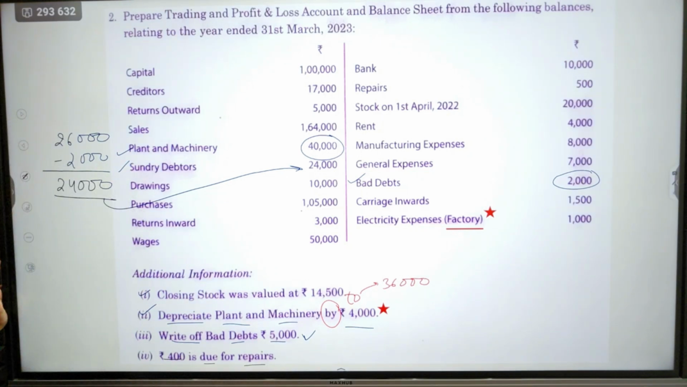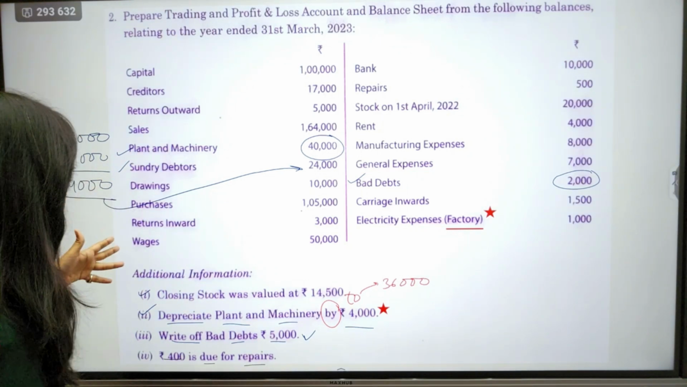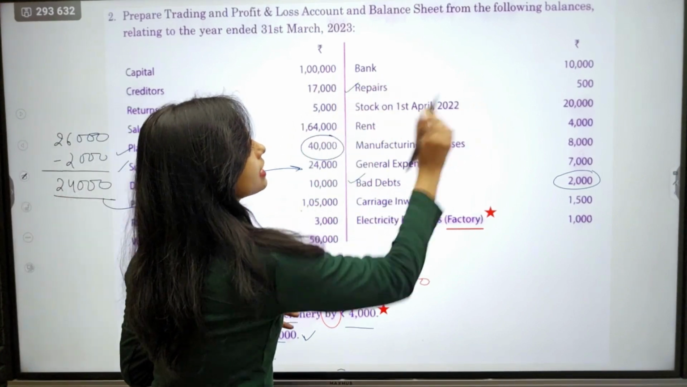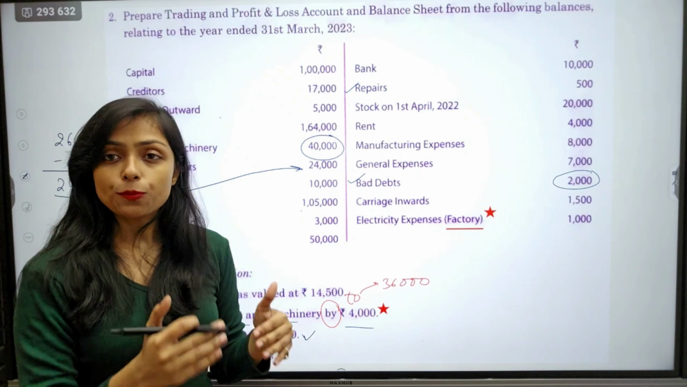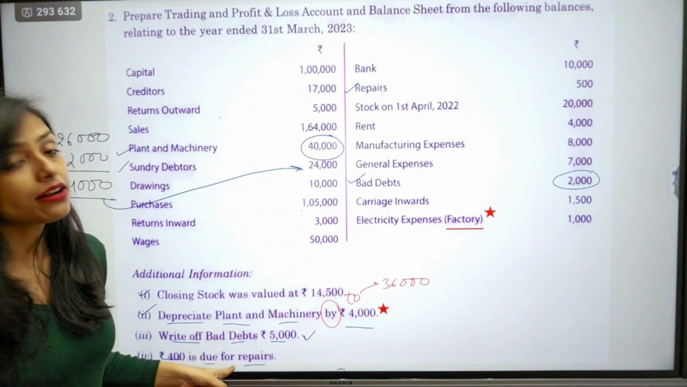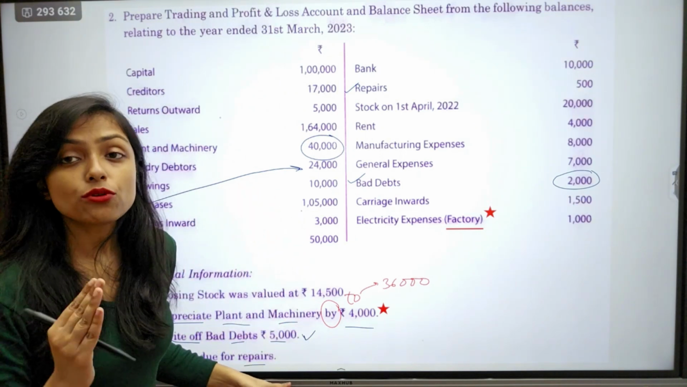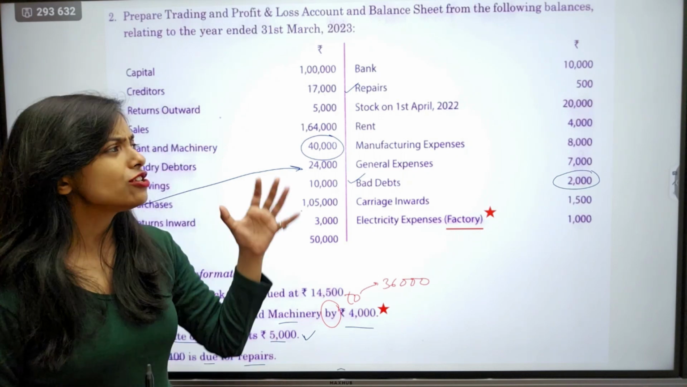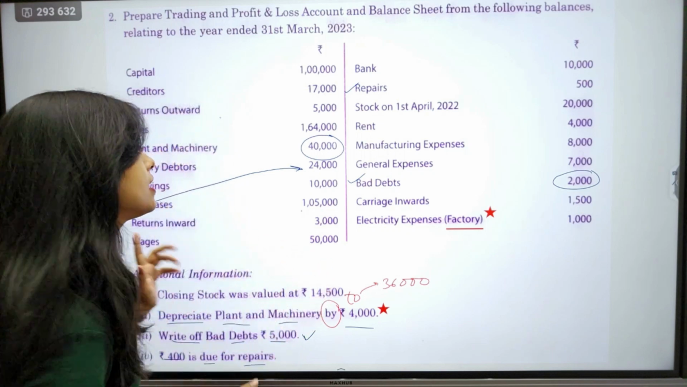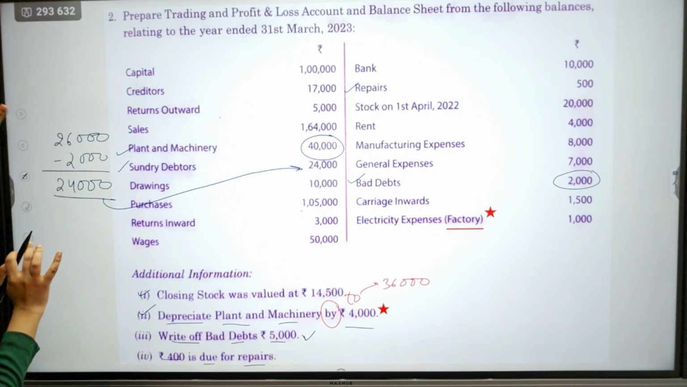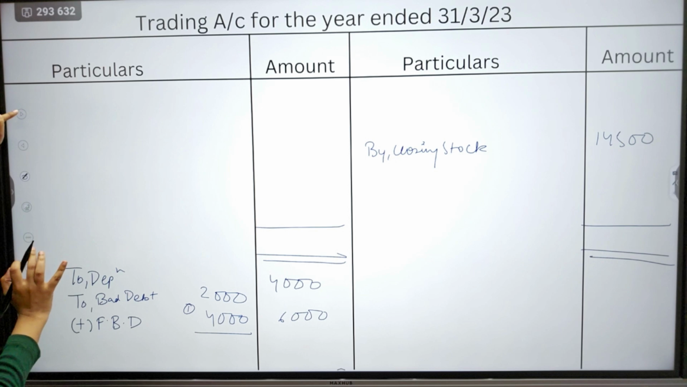400 rupees is due for repairs. That means whatever amount we paid for repairs, that is 500 rupees, that was what I had to pay, but 400 rupees also I had to pay. 400 also belongs to this year, but I just paid 500 rupees. So this is not fair according to the accrual concept. I should write 400 rupees also as this year's expense only.